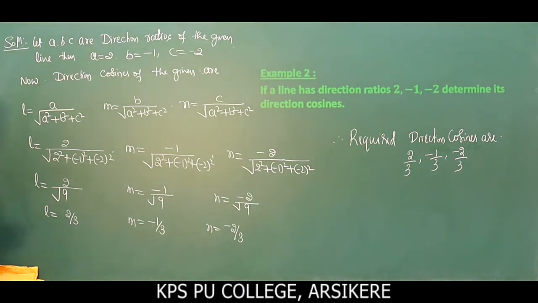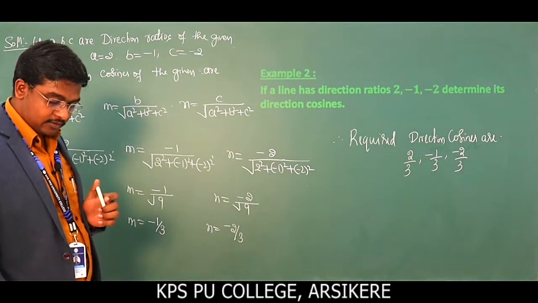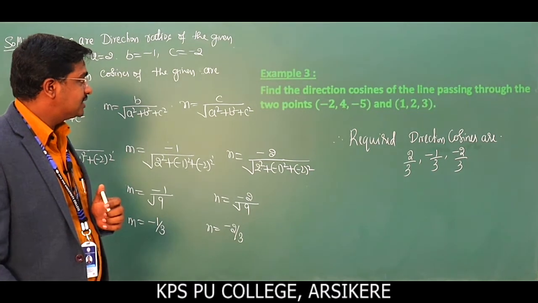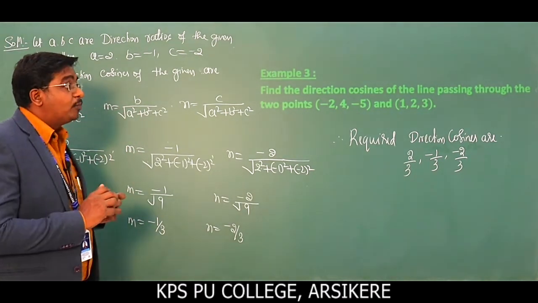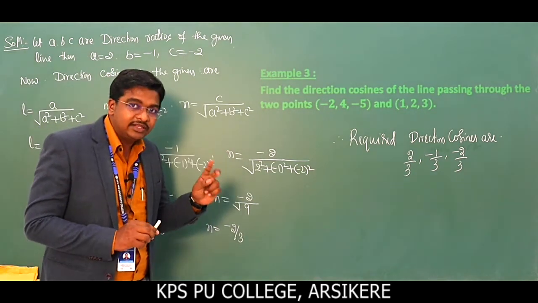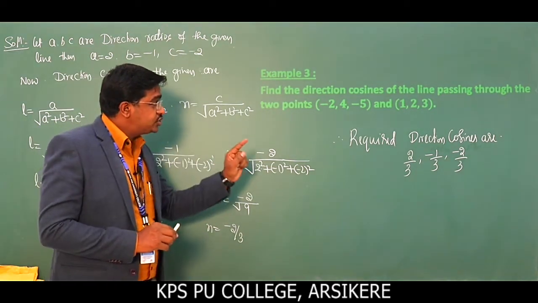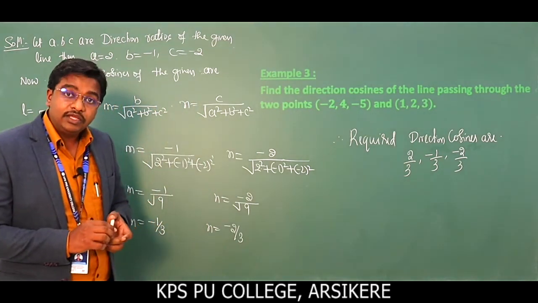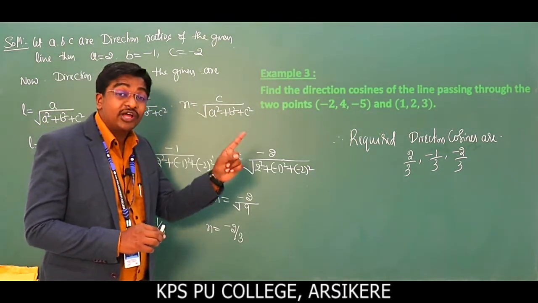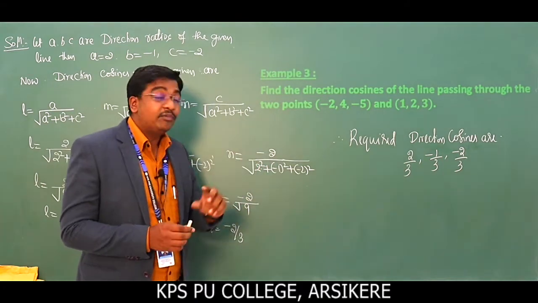Okay. So now we are moving to the third example. What is the third example here? Find the direction cosines of the line passing through the points. They have given 2 points here, -2, 4, -5 and 1, 2, 3. I repeat, -2, 4, -5 and 1, 2, 3.